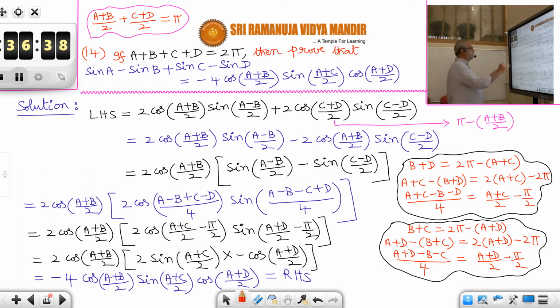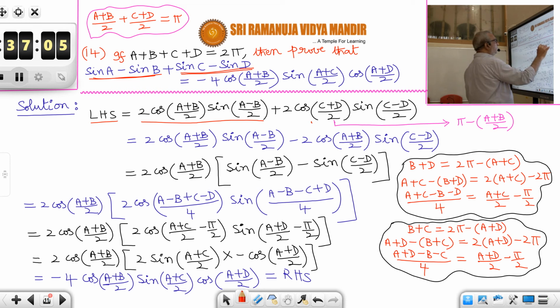Okay, I will take the left hand side. In the left hand side, I will combine the first 2 terms using the transformation sin c minus sin d. Similarly, third term and fourth term also I apply the same transformation sin c minus sin d. What is sin a minus sin b? 2 cos a plus b by 2 sin a minus b by 2. Okay. Then what is sin c minus sin d? 2 cos c plus d by 2 sin c minus d by 2.